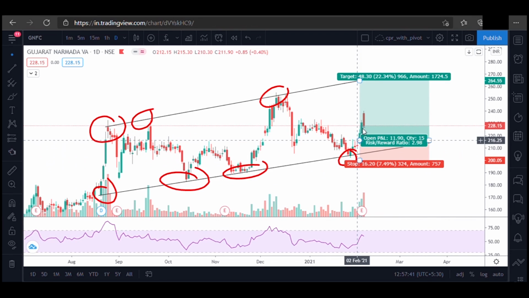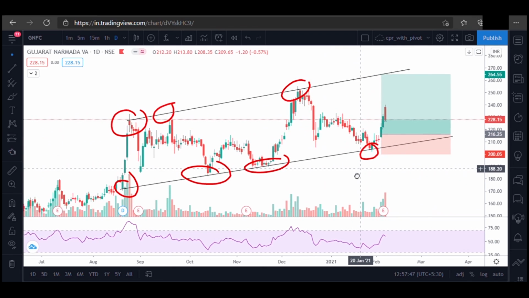So I entered here and currently I am in a profit of around 4% in 2 days. This is the channel pattern. This is how channel pattern works.